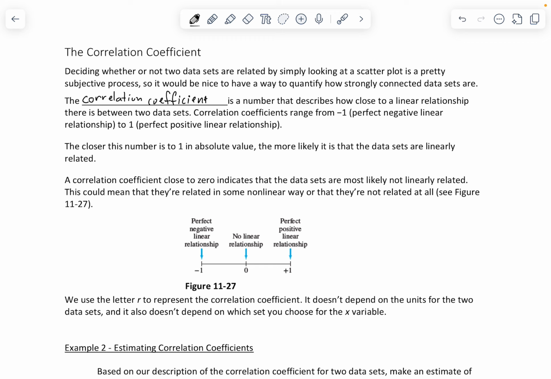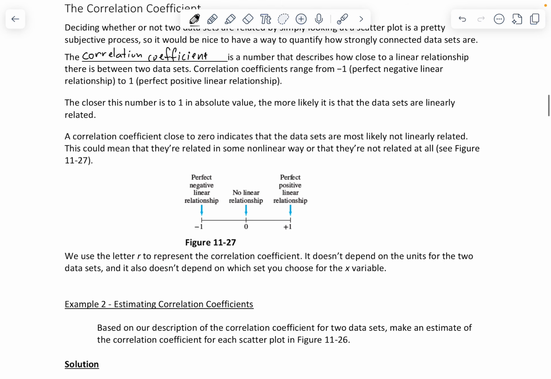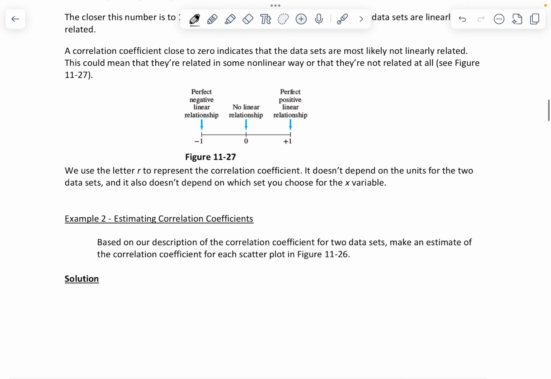A correlation coefficient close to 0 indicates that the data sets are most likely not linearly related. This could mean that they are related in some nonlinear way, or they're not related at all. So this diagram here illustrates the spectrum.